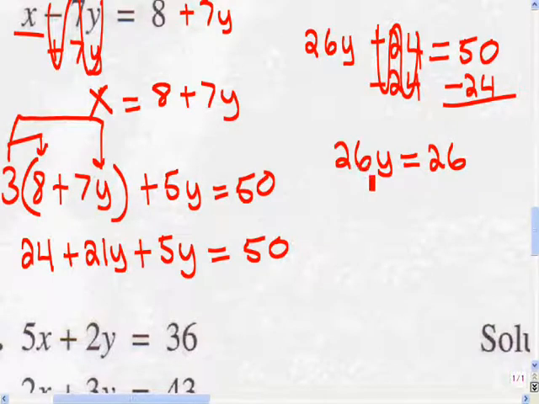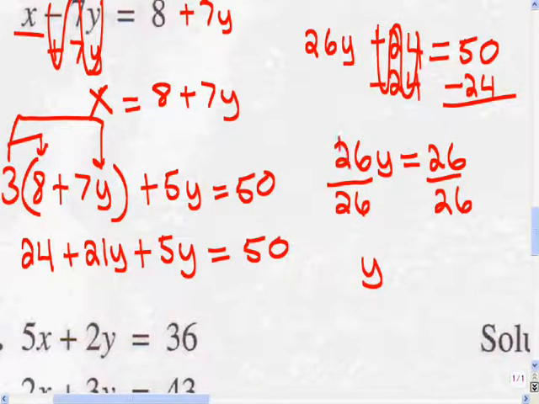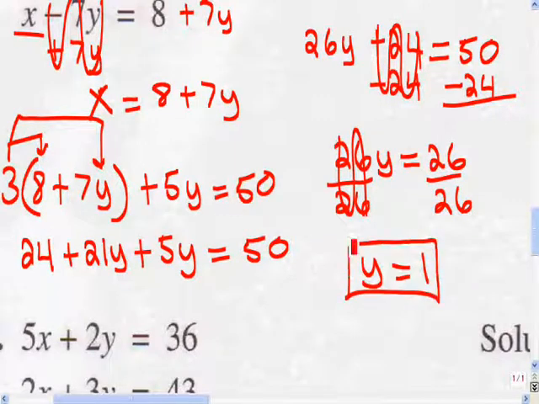Now, I've almost got y by itself. I still have to get rid of this 26, which means 26 times y. Just like I did over here, I use the opposite operation. The opposite of multiplication is division, so I'm going to divide by 26 on both sides. 26 divided by 26 is 1, and 1 times y is y, so I'm just going to cancel this. 26 divided by 26 is 1, so y equals 1. All right, I just figured out my answer for y.